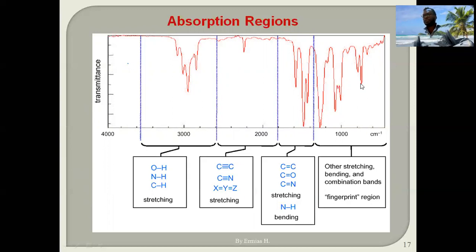So this one is the fingerprint region. In this region there is stretching and bending, or a combination of the bonds that exist. So for the beginner, just ignore this part. Simply focus your interpretation between 4,000 up to 1,400 centimeter inverse. So this is a simple complex region.